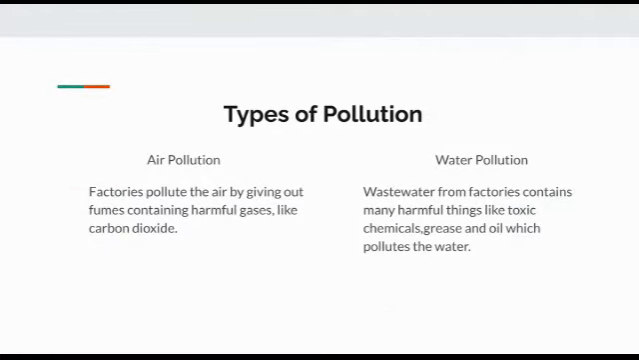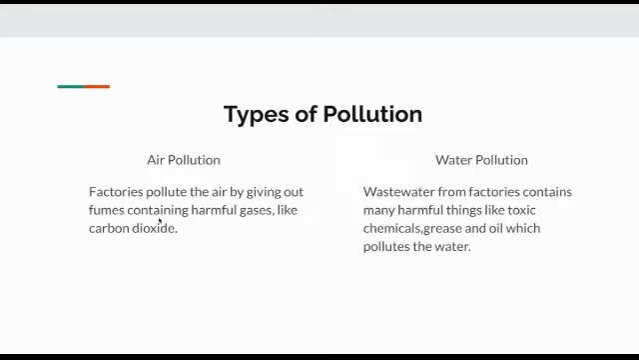Types of pollution. Air: how does industry pollute the air? Factories pollute the air by giving out fumes containing harmful gases like carbon dioxide and toxic things. So automatically the air will be polluted. These are greenhouse gases, mainly carbon dioxide, which are harmful to the environment. So this is polluting the air.